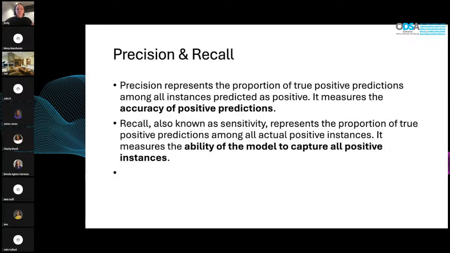Just as a reminder, precision and recall, quick review from last week. Precision is the proportion of true positives of the predictions among all instances predicted as positive. It's how accurate were our positive predictions. On the other hand, recall measures the model's ability to capture all of the positive instances that exist.